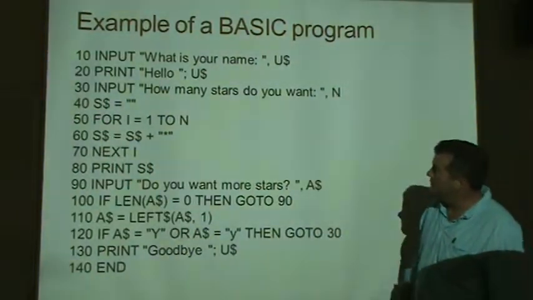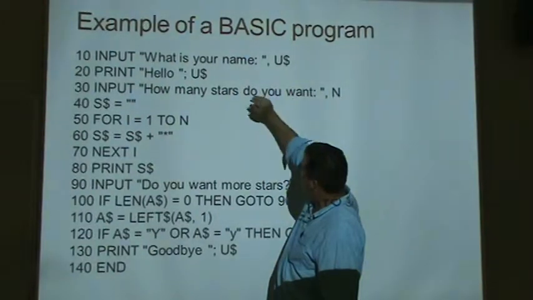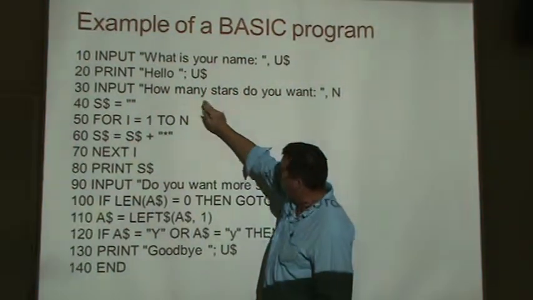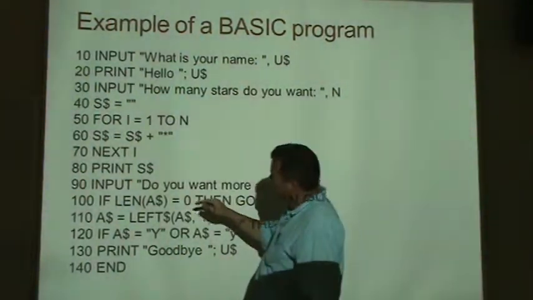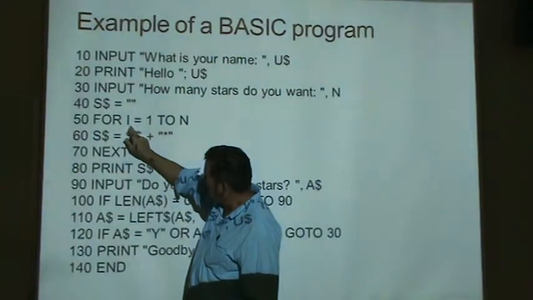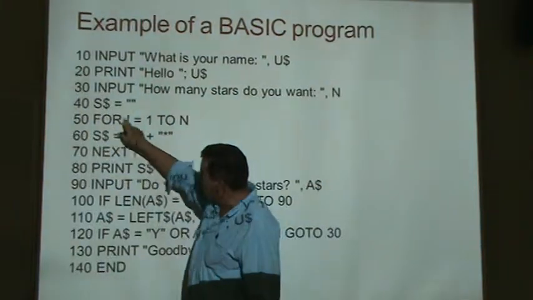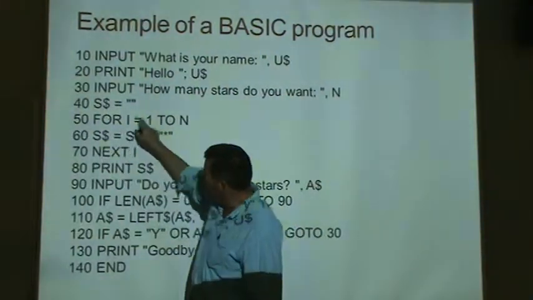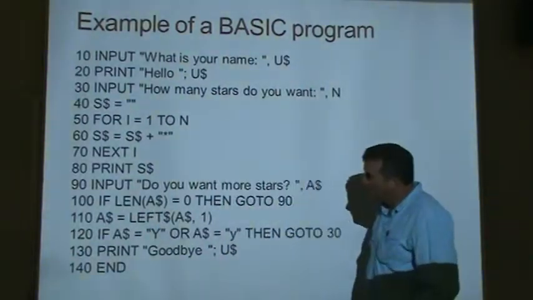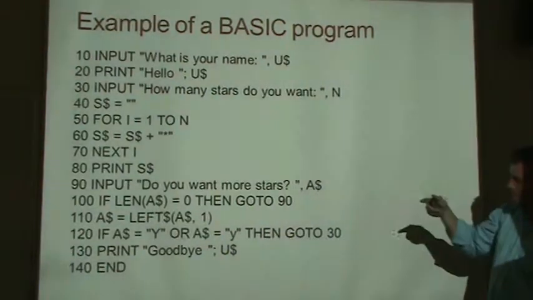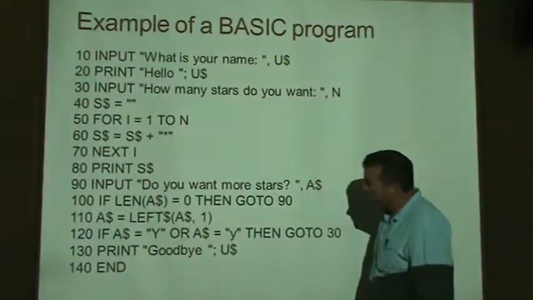for n times. So if you ran this program, it would say, what is your name? Let's say you typed in Susan. It would say, hello Susan, how many stars do you want? Suppose you said 7. Then it'll set the variable I equal to 1, add a star to the blank string. Then I becomes 2, adds another star. I becomes 3, adds a third star. So it would create a string of 7 stars. Then once it built the string of 7 stars, it prints out the stars.